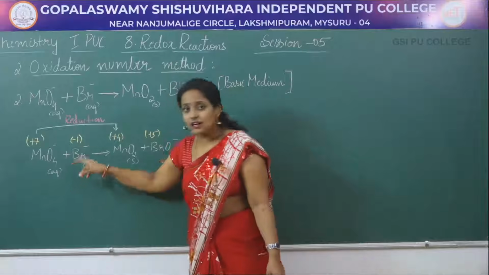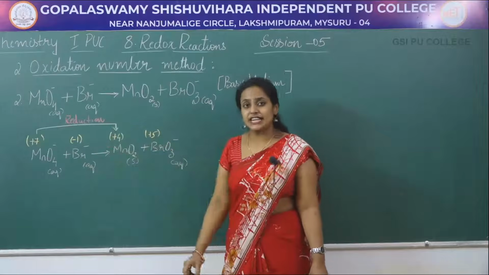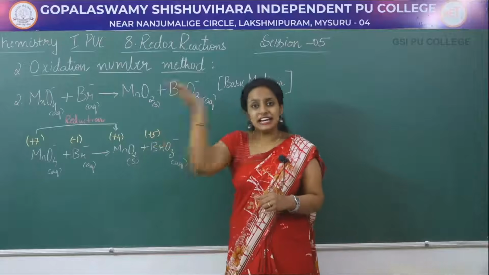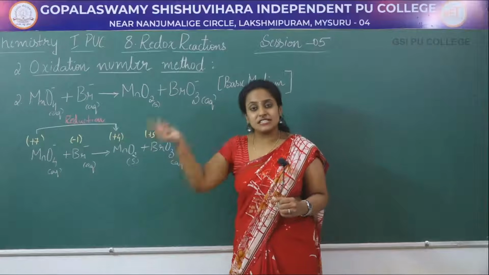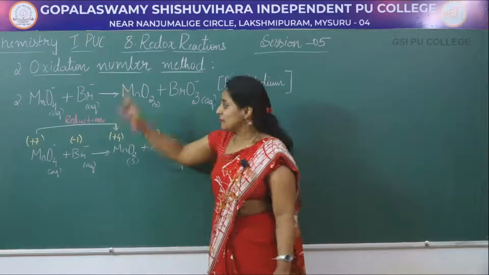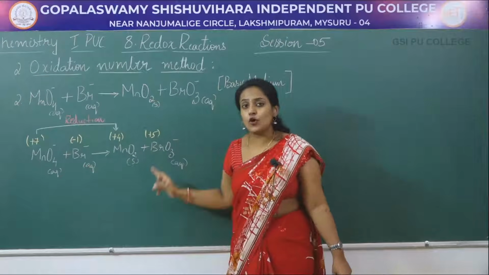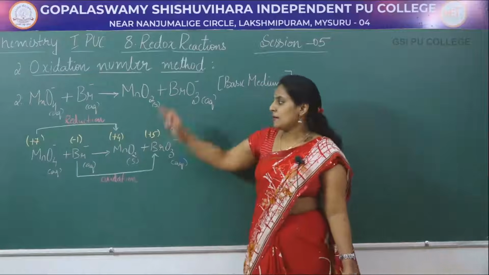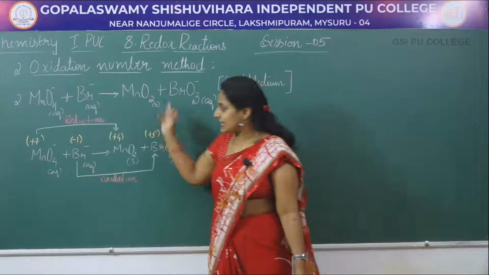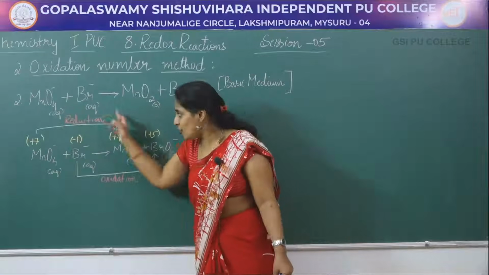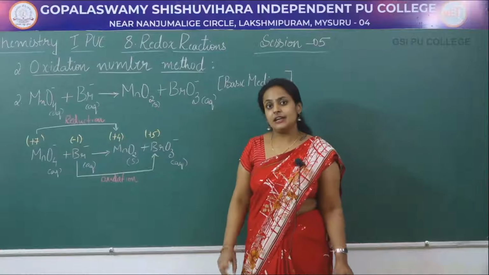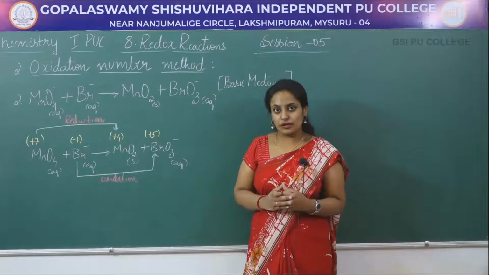Similarly, when you observe bromine, its oxidation state is changing from -1 to +5. This means there is an increase in oxidation number. As the oxidation number is increasing, oxidation is taking place. Therefore, bromine is the species undergoing oxidation. So by calculating the oxidation states, we came to know that manganese is the species undergoing reduction and bromine is the species undergoing oxidation. The second step of the procedure is over.